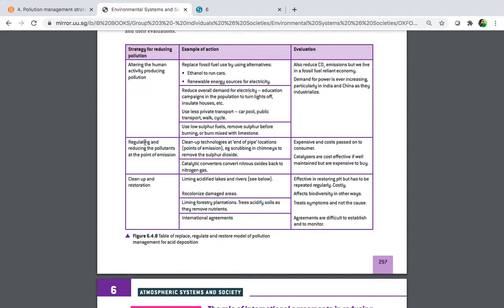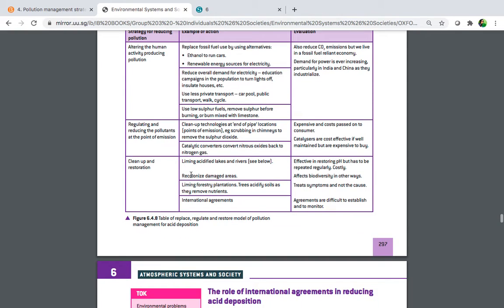Another strategy is regulating and reducing the pollutants at the point of emission, using clean-up technologies at the points of emission, using scrubbers in chimneys to remove the sulfur dioxide. Scrubbers is the word, okay, that clean chimneys, or filters could be. Using catalytic converters in cars, and the evaluation is that they're expensive. Catalyzers are cost effective, well maintained, but are expensive to buy. That is the problem, right?